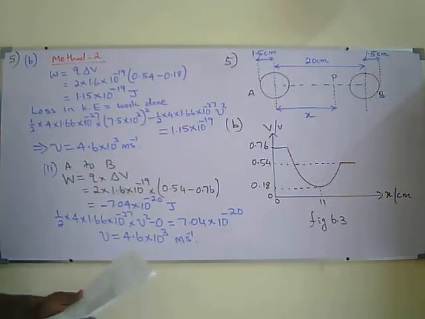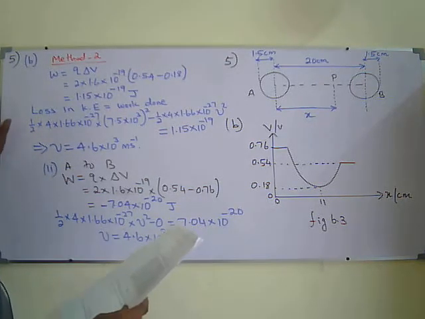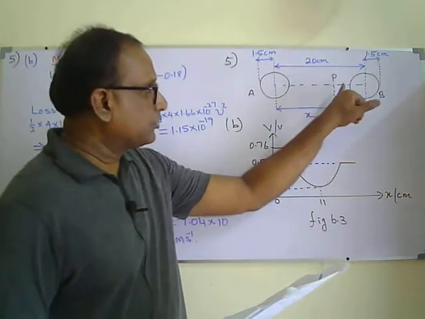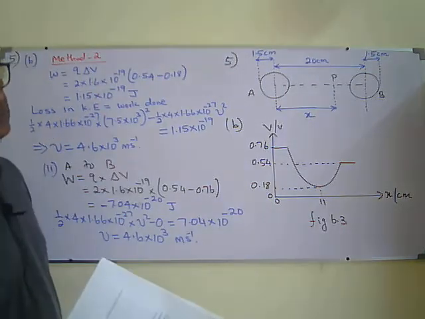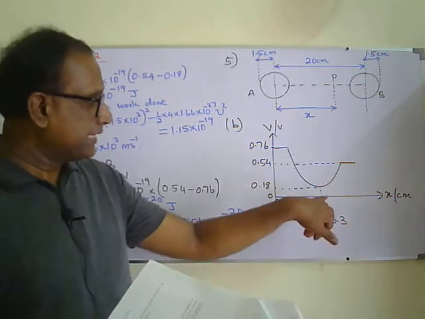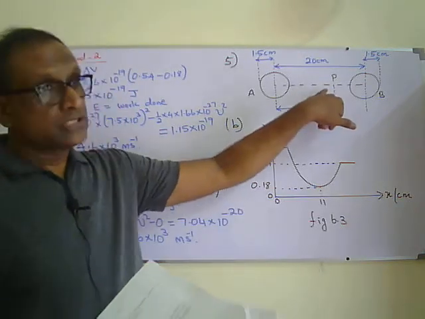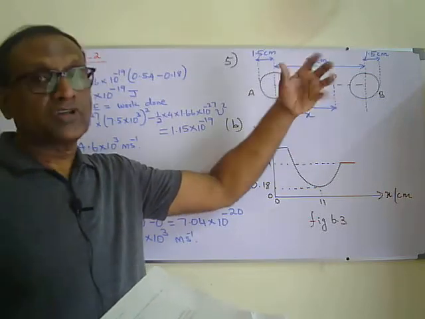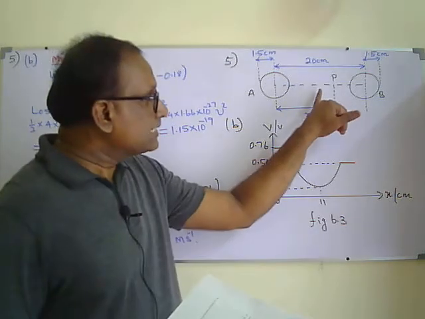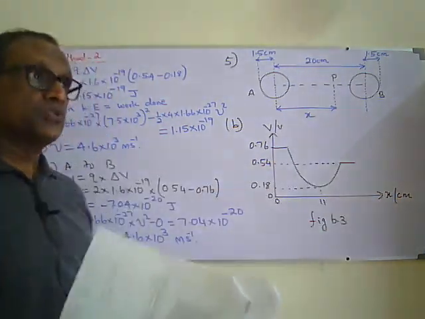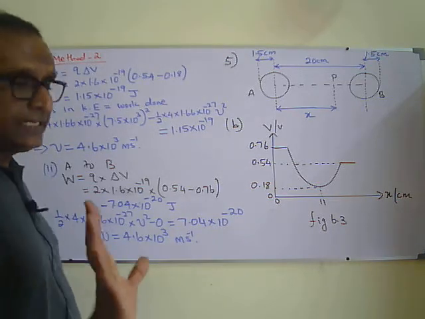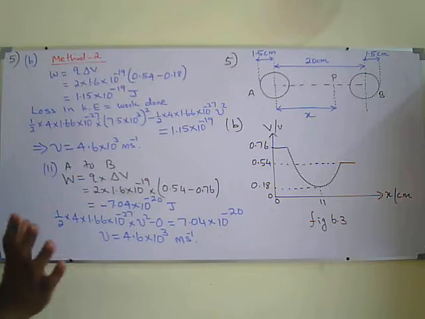Okay, for question number 5, B part, second part, we got the answer by considering the motion from A to B. Some students get the idea because the previous part asked to find the maximum speed. So we found the speed at 11 centimeter from A. Some students try to continue the calculation for the motion from that 11 centimeter to surface B. Those who consider it that way won't go wrong. You will get the correct answer, but you need to follow the proper method.